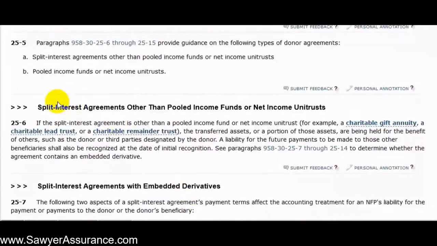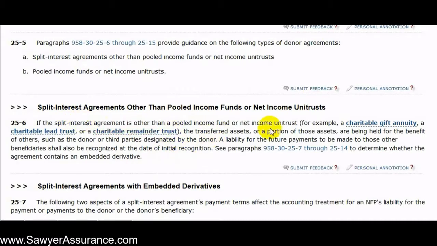First, split interest agreements that are not pooled income funds or net income unit trusts. Some examples of these would be the charitable gift annuity, charitable lead trust, or charitable remainder trust, as defined in some prior videos. These types of trusts have some assets that the not-for-profit holds that are actually intended for the benefit of others that the donor has designated. That means we're the trustee of those assets and have control of them, but they're actually other people's or other entities' assets, and therefore we need to record a liability for the future payments to be made to those beneficiaries. And we need to record that liability at the time that we receive the assets and have recorded those assets on our books.